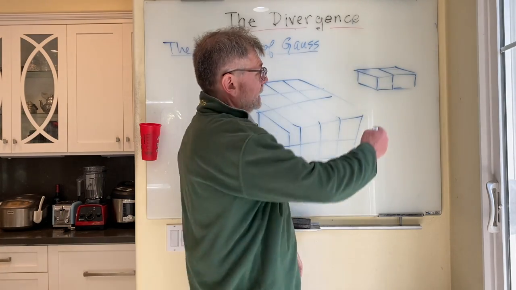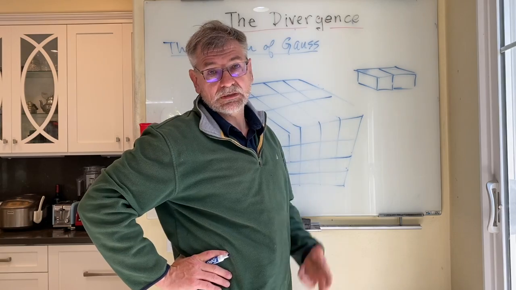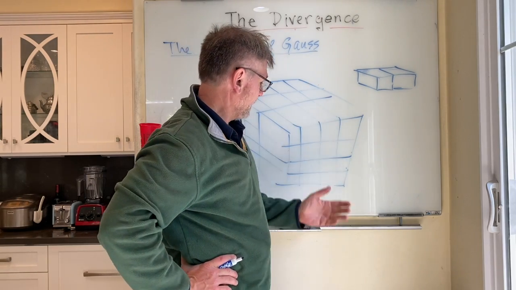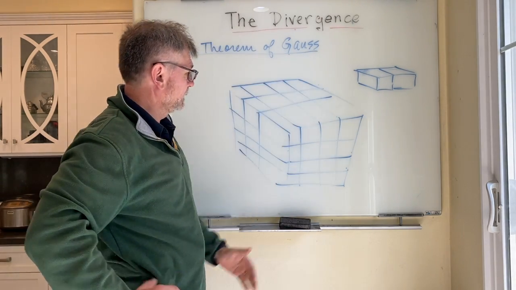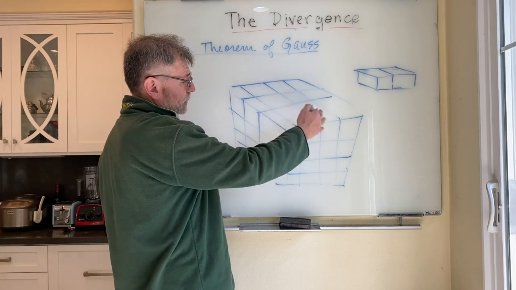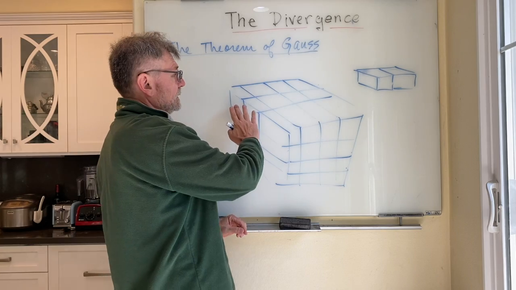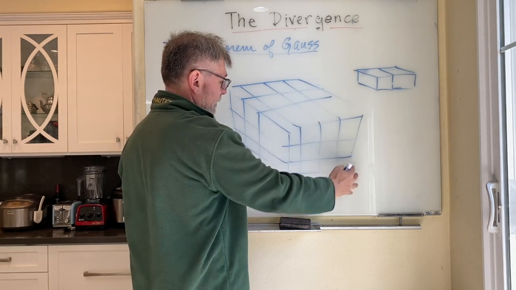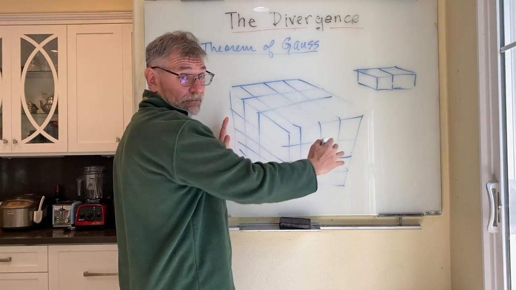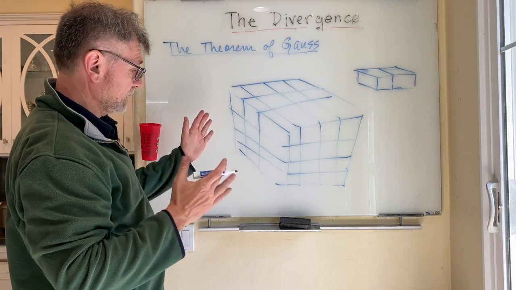So the interfaces between each of the boxes are going to cancel pairwise. And so if I take a big cube like this one, then all the interior interfaces are all going to cancel, and all I'll be left with is the outward surface flux of the bigger surface. And that's basically the theorem of Gauss.